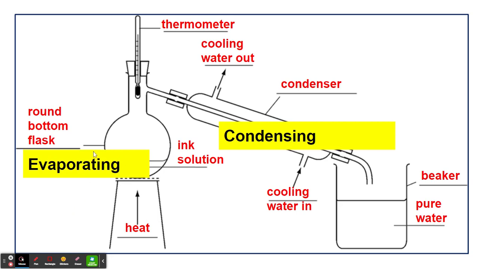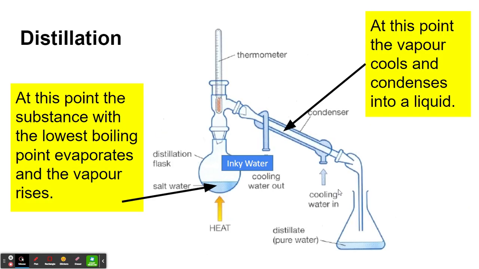So as we've said, we've got evaporation happening in the first instance. And then when it travels down the arm of this condenser, we've got condensation or condensing happening. Okay, so we've got two changes of state happening in order for this pure water to be collected. The water evaporates, turns into a gas, goes into the condenser and condenses and turns back into a liquid. The result is that you'll have pure water in this beaker and you will have pure ink in this round bottom flask.